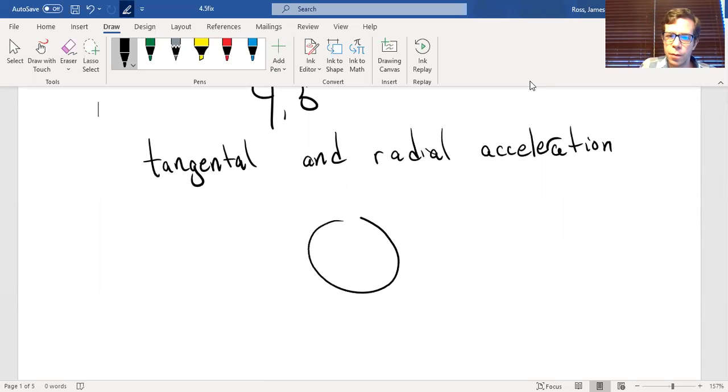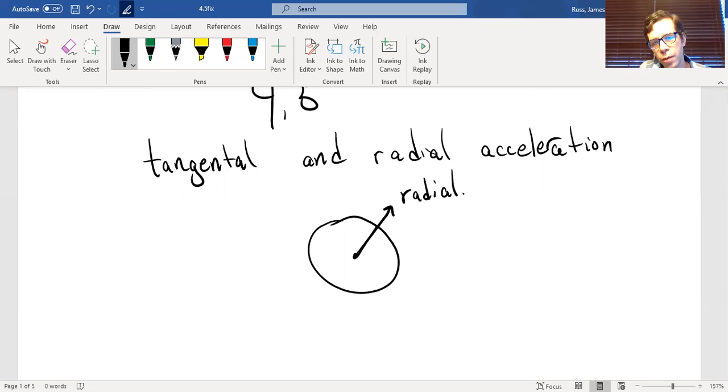So if we have a circle, radial is outward from the center, right? Along some radius line, right? If we were to define a radius, that would be the distance from the center to the surface. So just any ray out from the center.